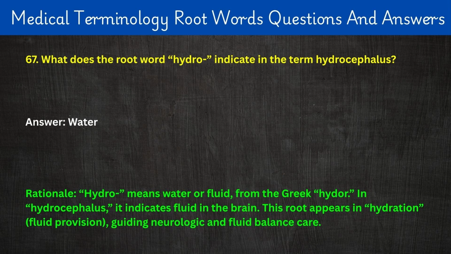67. What does the root word hydro- indicate in the term hydrocephalus? Answer: water. Rationale: Hydro- means water or fluid, from the Greek hydor. In hydrocephalus, it indicates fluid in the brain. This root appears in hydration, fluid provision, guiding neurologic and fluid balance care.